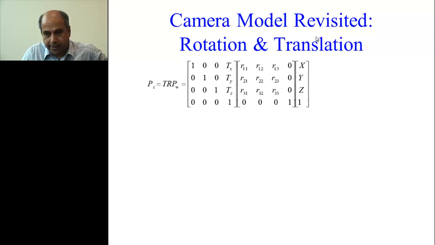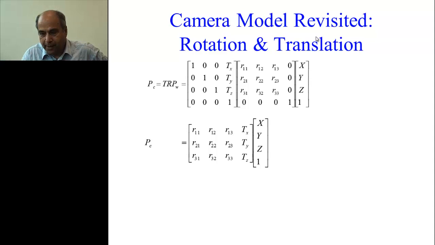So this is the simple model we start with. We have the world coordinates, which are x, y, z in the homogeneous system. This is the rotation matrix and translation vector. So we take the world coordinate P in homogeneous form, multiply with the rotation matrix and translation vector, and we get this Pc.